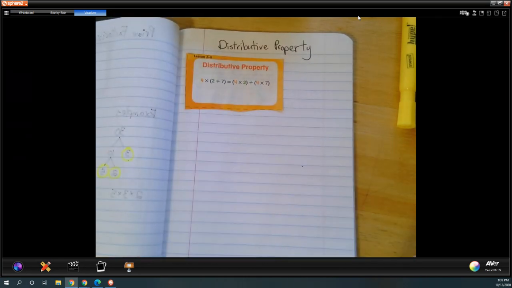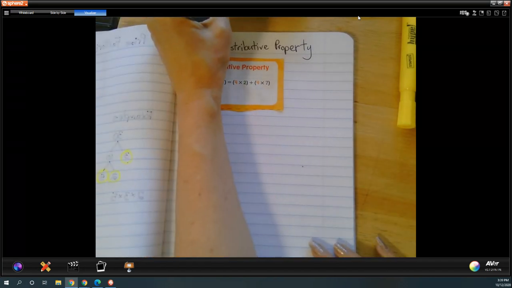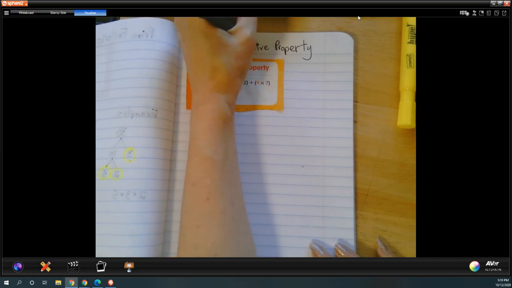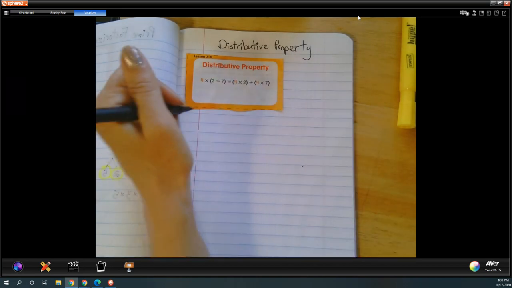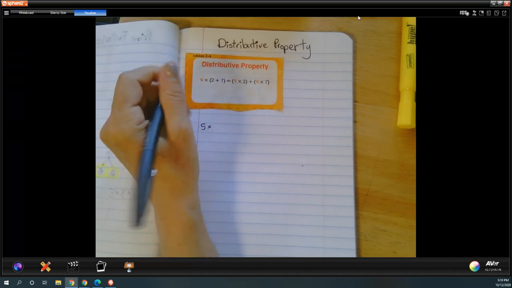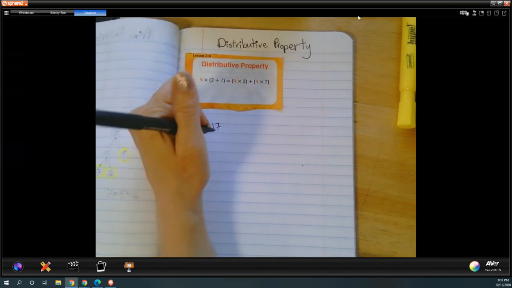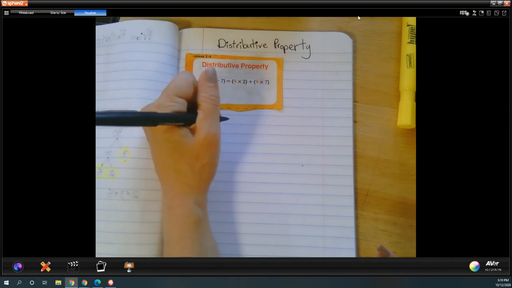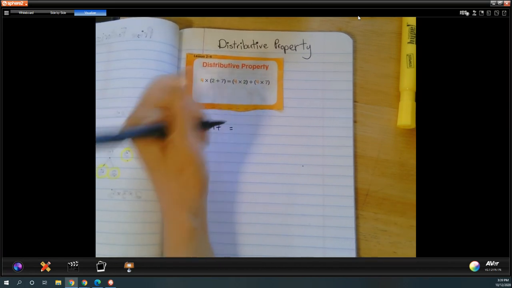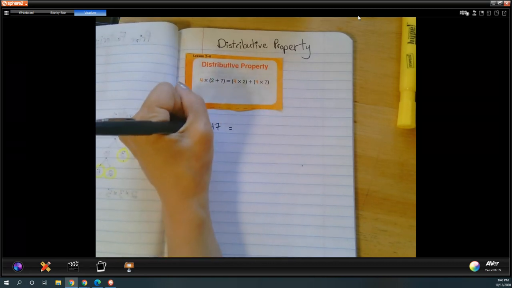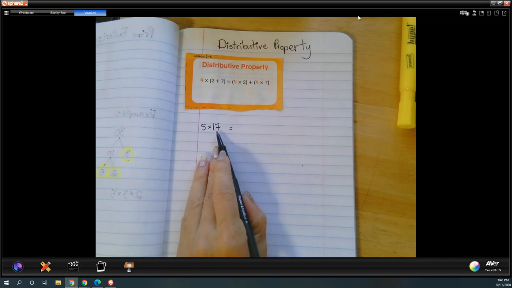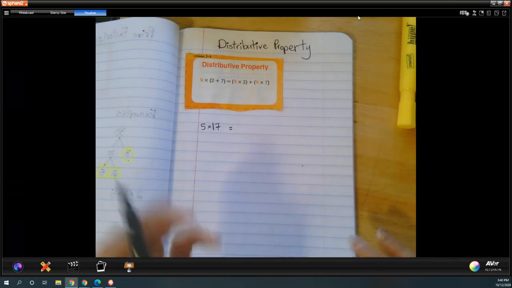I'm going to give some examples, and then we're going to go straight to area models because an area model is basically the distributive property solving and using the distributive property. I'm going to use the example 5 times 17. I don't know my facts too well of my 17s, so I'm going to break the 17 up into expanded form.